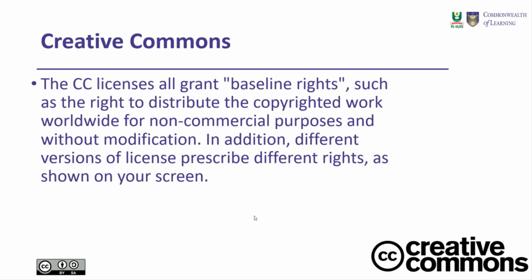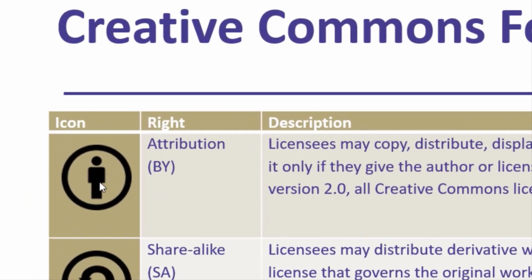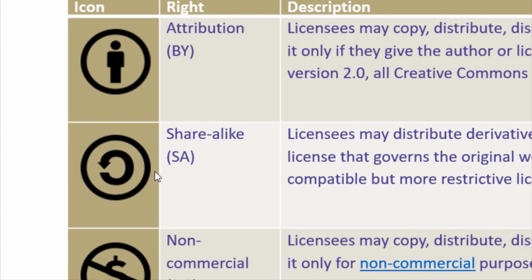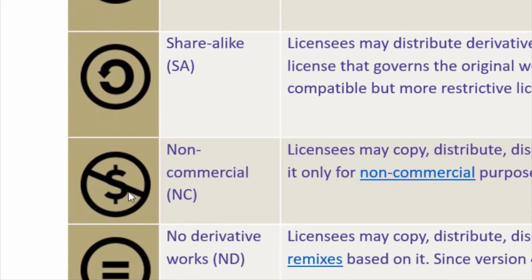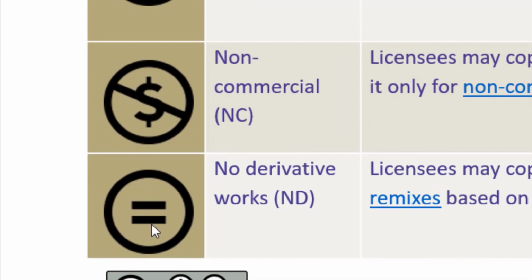Creative Commons licenses all grant baseline rights, such as the right to distribute the copyrighted work worldwide for non-commercial purposes and without modification. In addition, different versions of license prescribe different rights. As shown on our screen, Creative Commons has 4 different rights. That is the attribution, which is also known as the BY, the share alike, which is also known as the SA, and the icon looks like an inverted copyrighted sign, also known as copyleft, the non-commercial NC, and non-derivative work ND, which has this icon like an equals to.